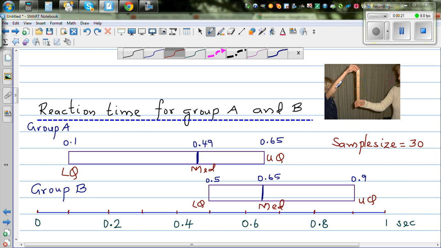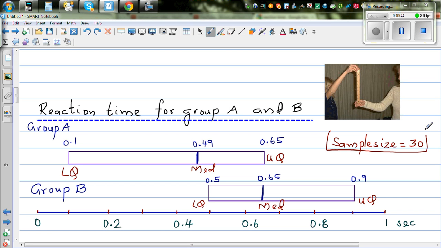So this person drops the ruler, and that's when you start the stopwatch. And then when this person catches the ruler, that's when you stop the stopwatch, and then you record the time. So a group of people, of group A and group B, each had a sample of 30. So you took a sample.